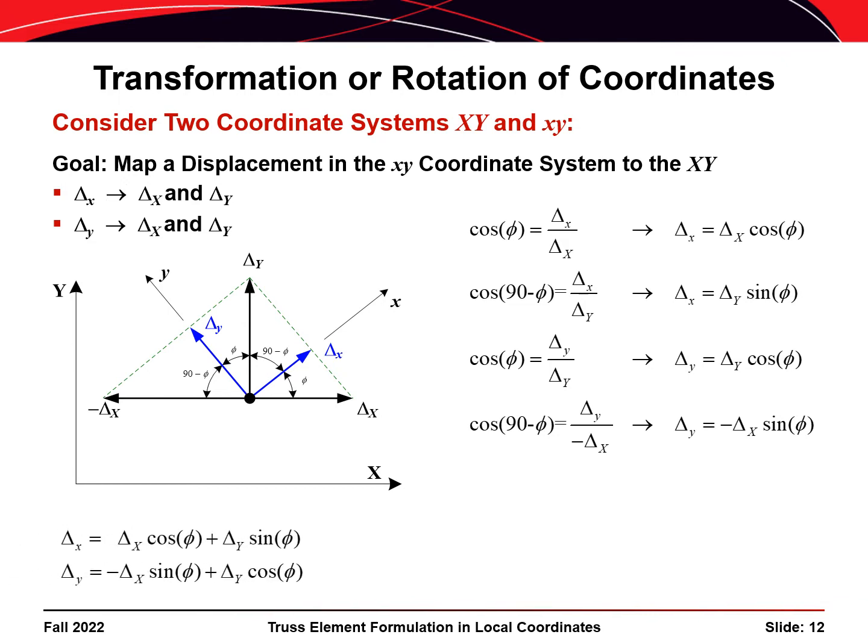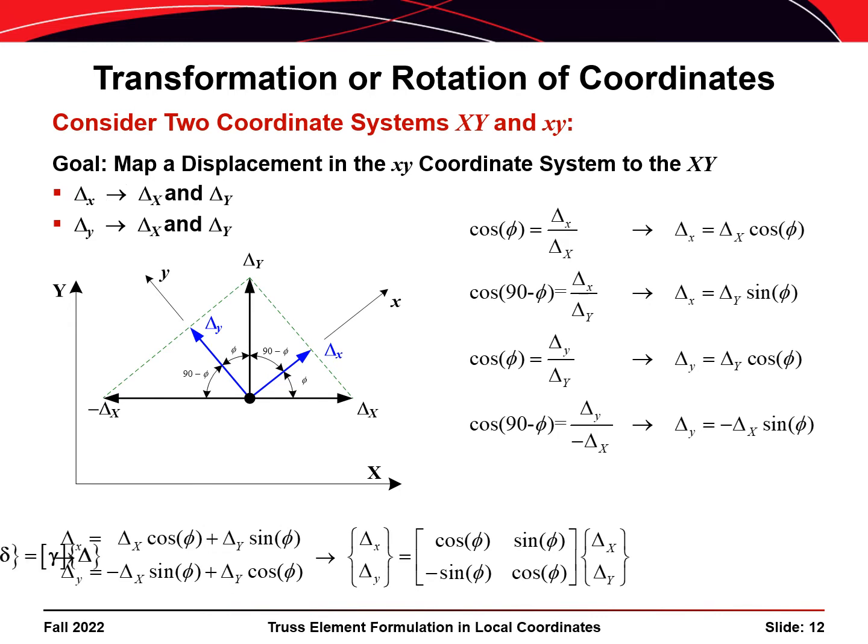and next we can collect like terms, resulting in one equation for delta lowercase x as a function of delta uppercase x, delta uppercase y, and phi, and a second equation for delta lowercase y also as a function of delta uppercase x, delta uppercase y, and phi. Finally, we can write these two equations in matrix form, and then we can substitute in our definitions for delta, gamma, and delta.